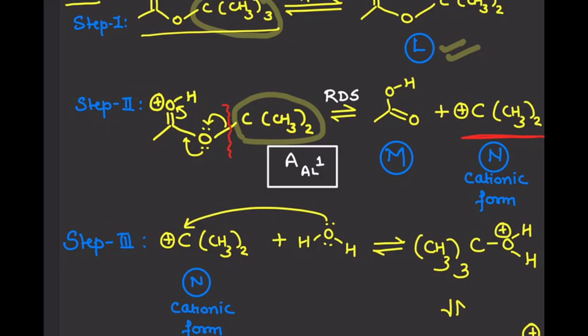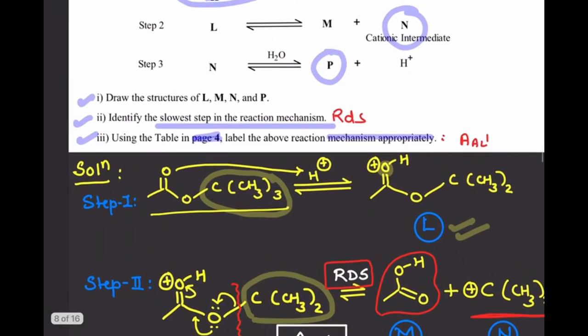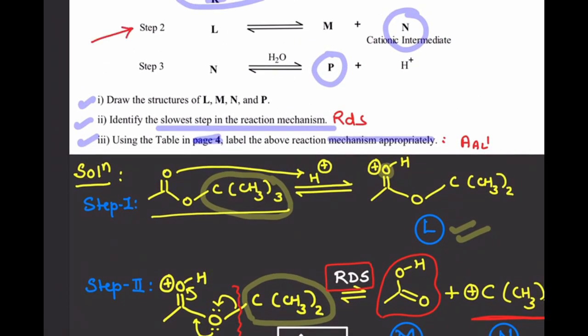So this is N. The leftover part is this acid, which is mentioned as M in the question. Now the mechanism is under acidic conditions. This is the slowest step. I just marked it as step number 2, and the bond fission involved is oxygen and alkyl, so it is an example of AAL1. Using the table we have to answer, it is AAL1. The slowest step, the RDS, we have mentioned is step 2. This is the RDS.